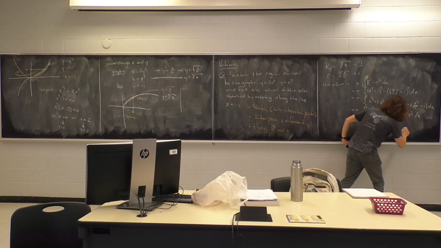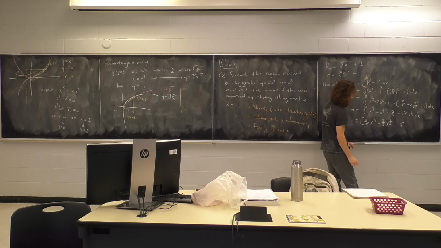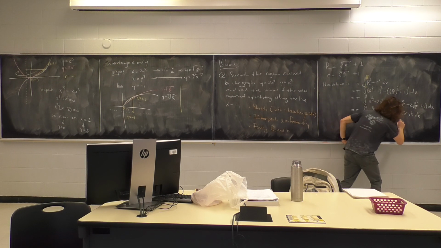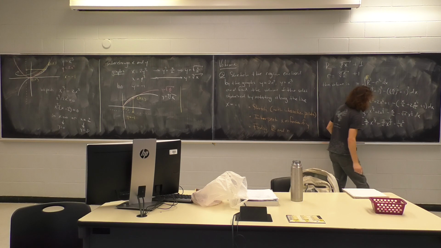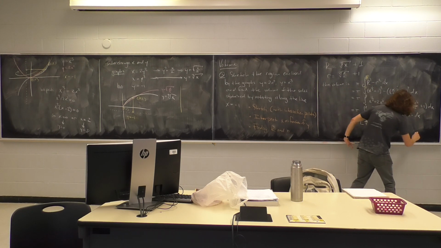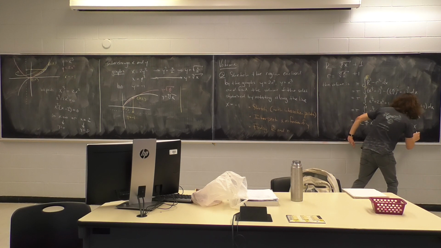Same here, I have an x. I have to raise the exponent by 1. I get a 2. Put a 1 over 2 in front, but I already have a 1 over 2, so I'll have a 1 over 4. And finally, minus x to the power 3 over 2. I'll get 2 square root of 2 over 3.